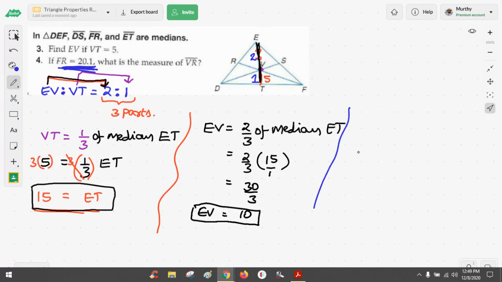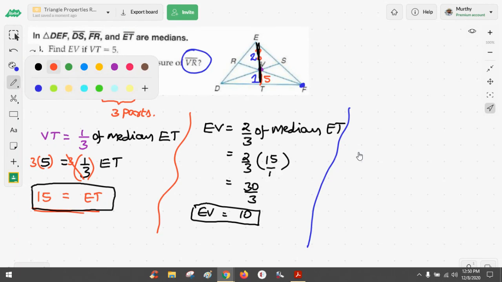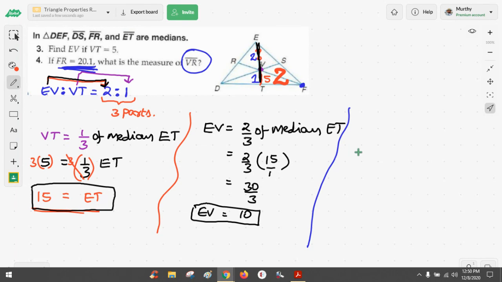And next, if FR is 20.1, guys, the next question is: FR is 20.1. What is the measure of VR? Please remember the portion which is associated with the vertex is the larger side. That means this is going to be 2 units, and the portion which is associated with the midpoint is 1. So now the computation part is going to be super easy, because it is FV to VR equals 2 to 1.